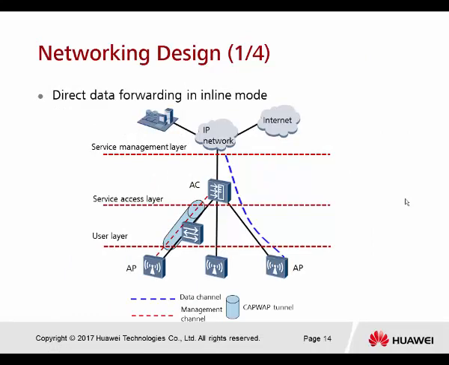Following up, you have the networking design. The first one is direct forwarding in inline mode. This AC will have the uplink and also the downlink. The downlink is connected to the AP directly, or they connect through the switch and then link to the AP. So right now the forwarding is direct forwarding. Understand the configuration of the VLAN and what type of link type you have to choose.